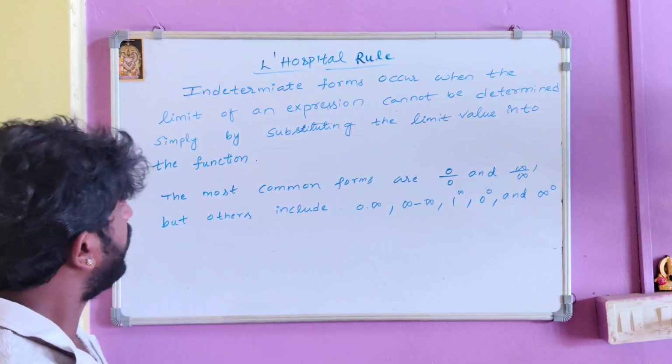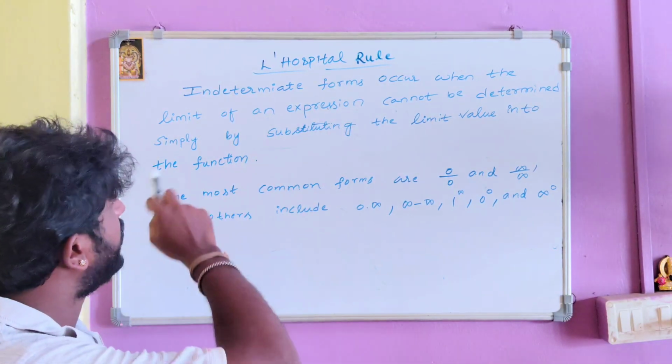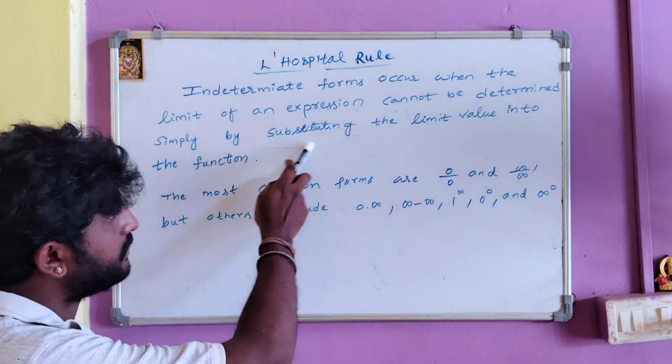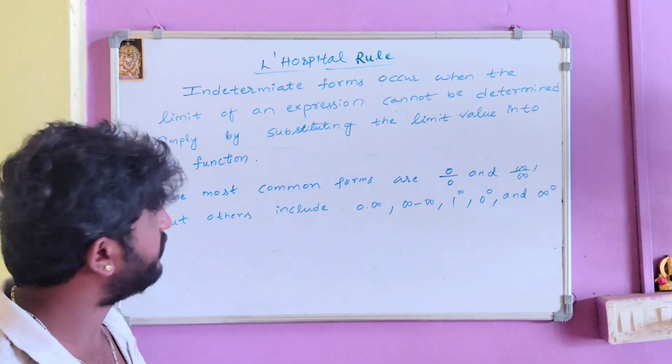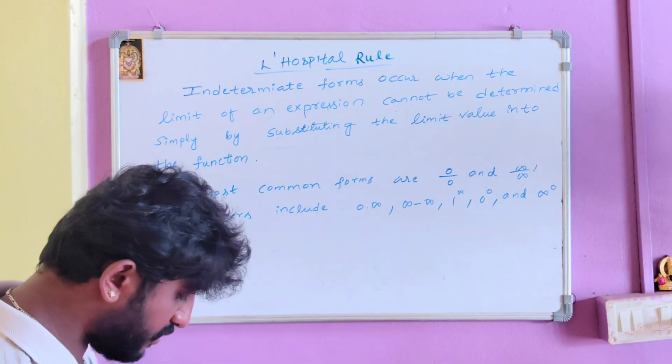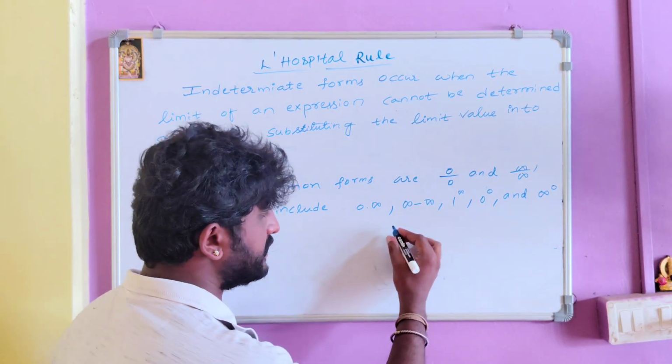Indeterminate forms occur when the limit of an expression cannot be determined simply by substituting the limit value into the function. What is the meaning of this? Let's discuss one example.